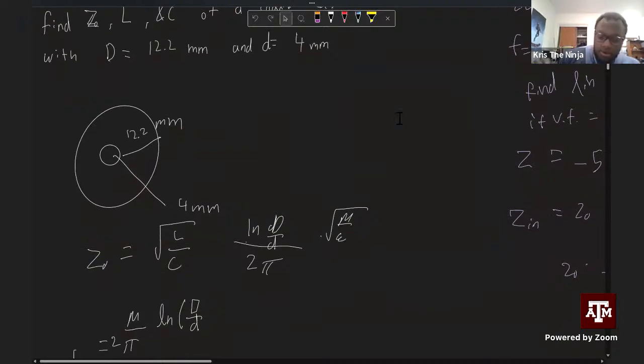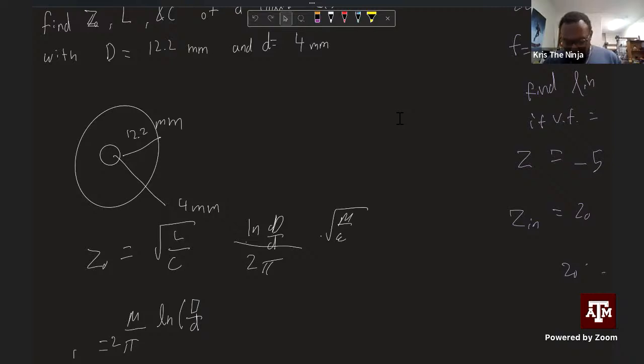I use the values of 12.2 millimeters and 4 millimeters. So you're going to take your mu value. That would be mu equals mu naught times mu r. For coaxial cables, mu r is usually not 1. So we'll say mu r equals 4 as well. You take your mu r value and multiply that by your other stuff.